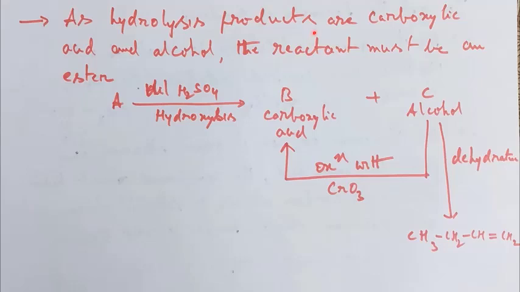As the hydrolysis products are a carboxylic acid and an alcohol, the reactant must be an ester. So A, that is the ester, on hydrolysis with dilute acid gives B, the carboxylic acid, and C, the alcohol. This C on oxidation gives B, and C on dehydration gives an alkene.